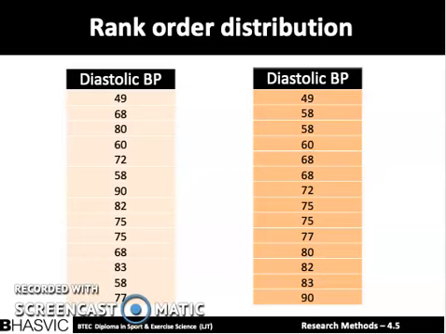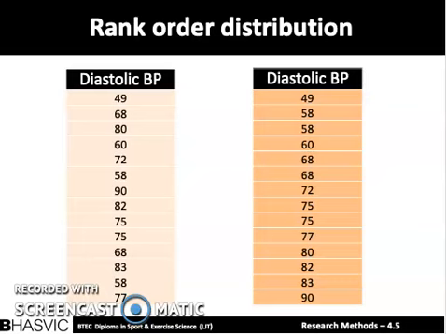An example of rank order distribution would be when you have measured VO2 max across 10 subjects. You can rank the person with the lowest VO2 max at 1, next 2, and so on till 10.